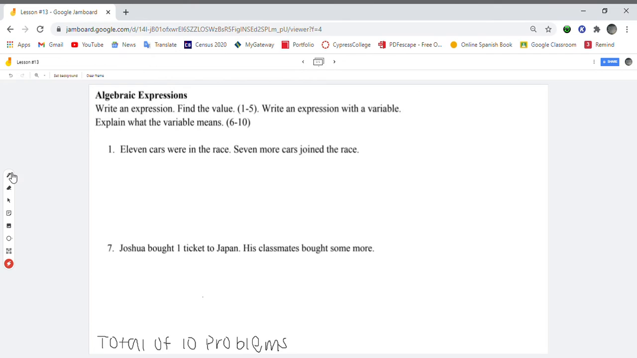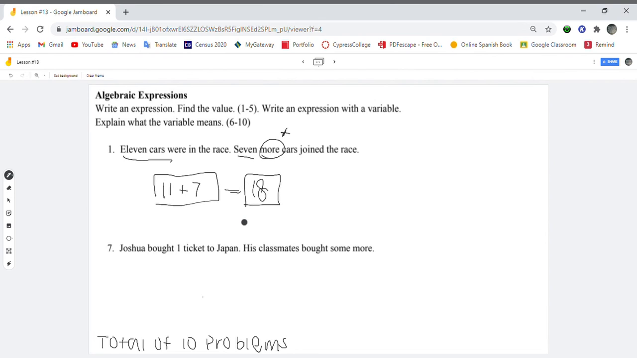Okay, so let's do number 1, and we just have to write an expression and find the value. So it says 11 cars were in the race, and 7 more cars joined the race. So "more" shows that we're going to be adding, instead of subtracting. So we started with 11 and 7 more joined. So that will make this your expression for number 1. And we just have to find that value. And we know that 11 plus 7 is 18, and this will be our value.